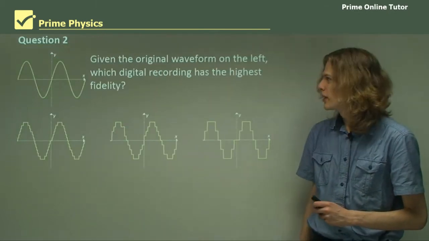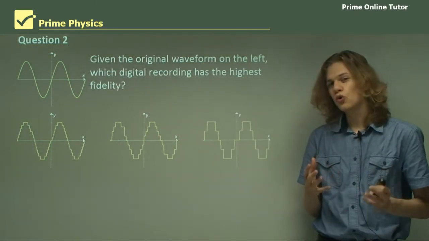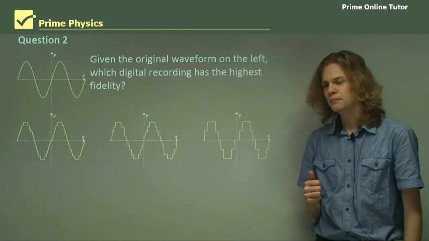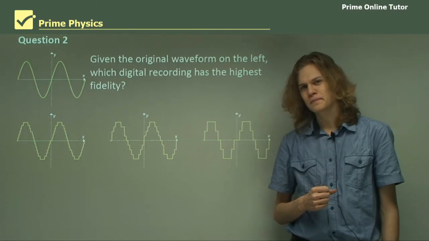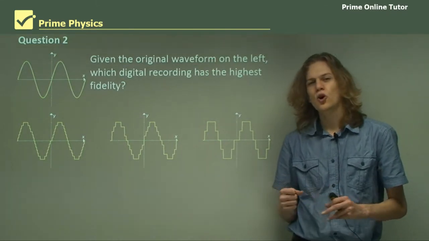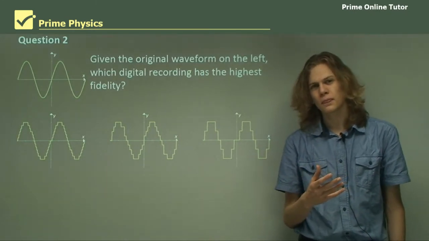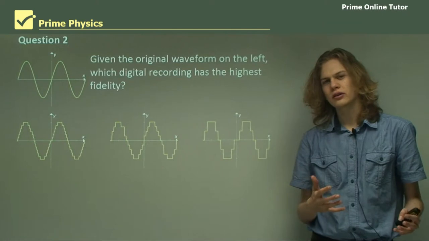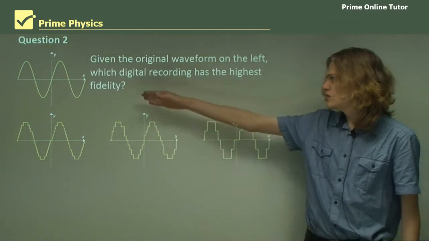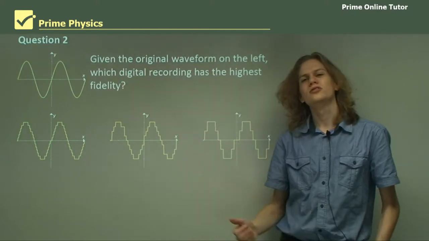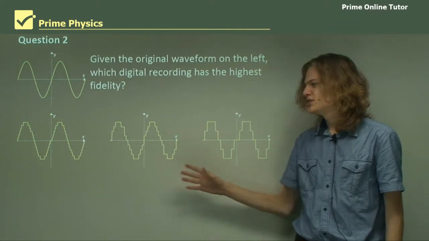Question 2. Given the original waveform up here on the left, which digital recording has the highest fidelity out of these three choices below? Can you remember what fidelity is? It's simply a measurement of how accurate the waveform is to the original version. So we talk about the fidelity of a copy or of a record of some original sound wave. So here's the original sound wave that we have, just a simple sine wave, and we're trying to figure out which one of these is the best copy of it.